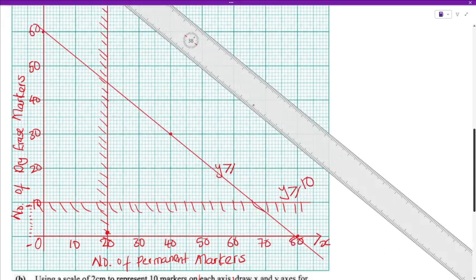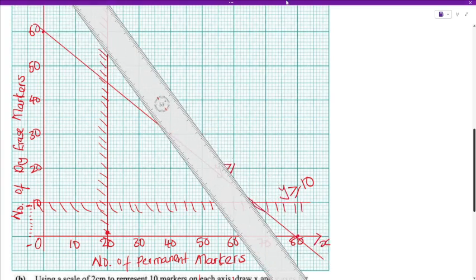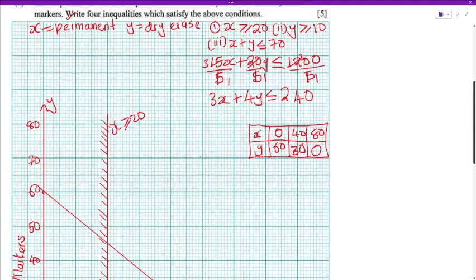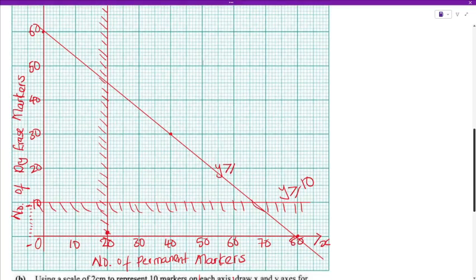Okay, then what is the inequality saying? We check. So I think we don't need the ruler anymore. We can even get rid of it since this is our last question. Okay, the inequality is saying 3x plus 4y is less than or equal to 240. Let me just write it here. 3x plus 4y less than or equal to 240. So less than, meaning this is the part they want. So I'm going to shade this side.